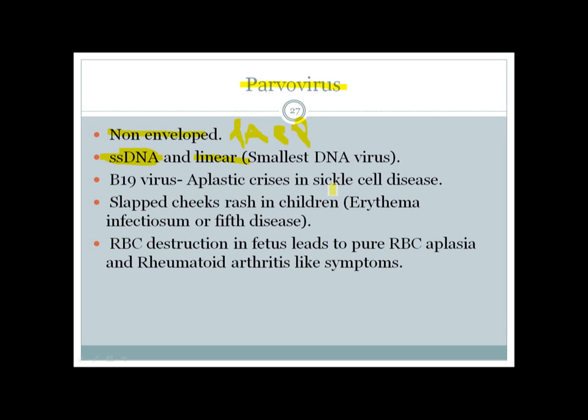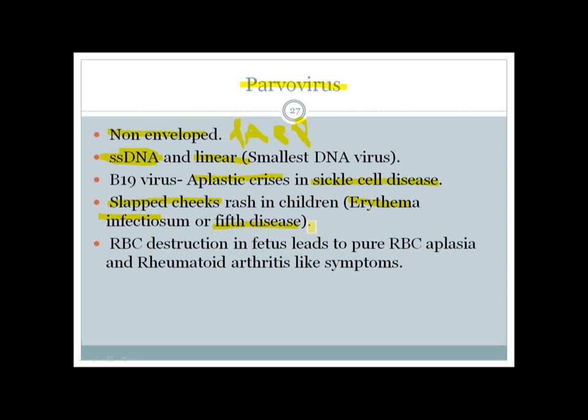If a patient with sickle cell disease gets an infection with Parvovirus B19, it can cause aplastic crisis in this patient. And if a child is infected with Parvovirus, it will cause some rashes, especially on the cheeks and the other parts of the body. The rash on the cheek will appear as a slap cheek appearance. This disease is also called erythema infectiosum or fifth disease.